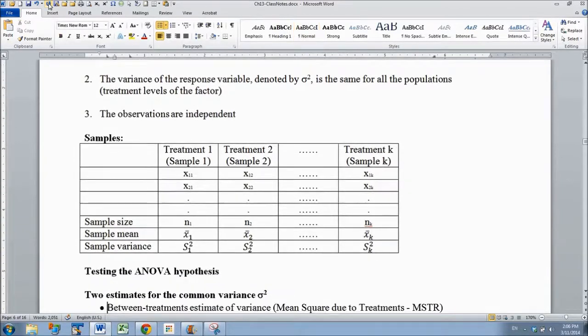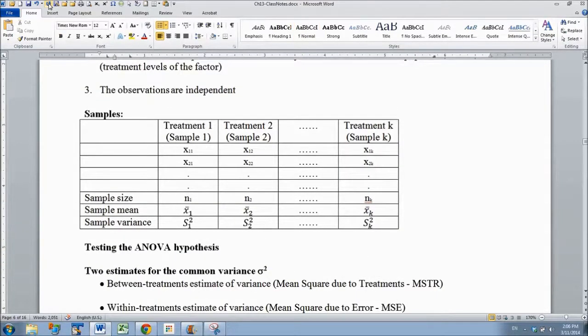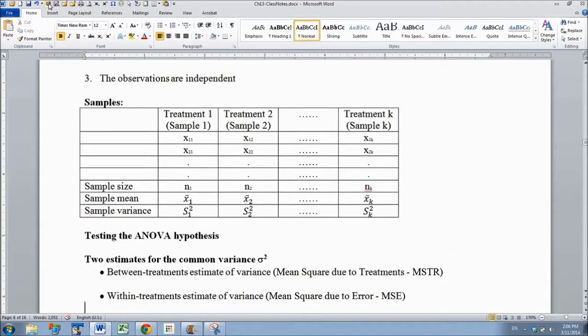Now let's look at the testing procedure for the ANOVA hypothesis. We're going to look at two different estimates for this common variance sigma squared. These two variance estimates are called the between treatments estimate of variance, which is also known as mean squared due to treatments, MSTR. And a second estimate, the within treatments estimate of the variance, which is also called mean squared due to error, or MSE.